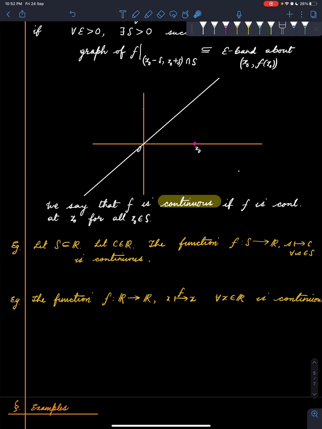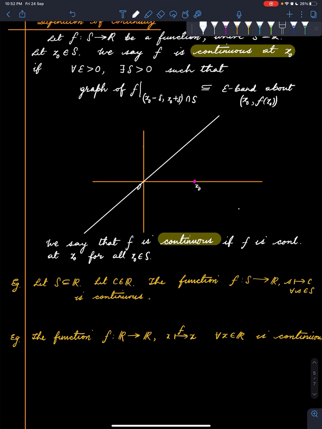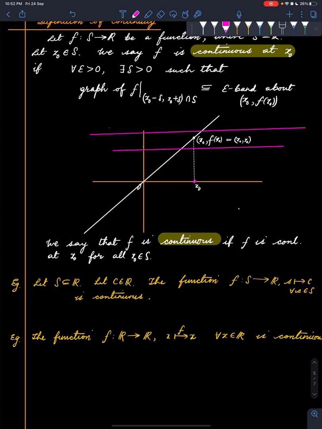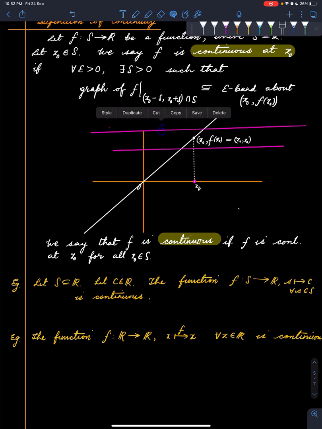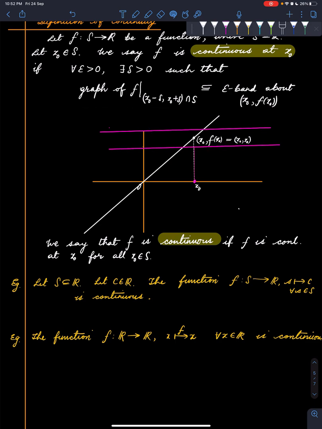So what is the point x0 comma f of x0? We just draw a vertical line. Okay, so we have located x0 comma f of x0, which of course we know is nothing but x0 comma x0 because the function is defined that way. Now we have some epsilon band about this point. It's not very faithful, or maybe this is not even parallel, but I hope this will do. We have chosen an epsilon and drawn the epsilon band.